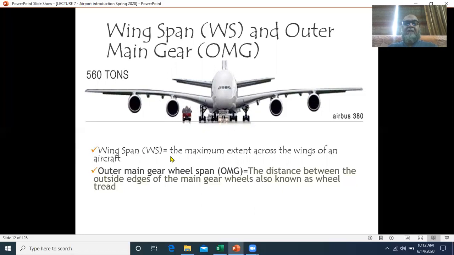So wingspan is the maximum extent across the wings of an aircraft from this point to this point, and outer main gear wheel span, the distance between the outside edges from this point to this point, is known as OMG, outer main gear. This is of Airbus 380. The larger the aircraft, the larger will be its wingspan.